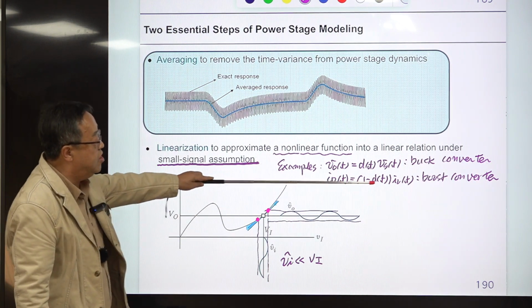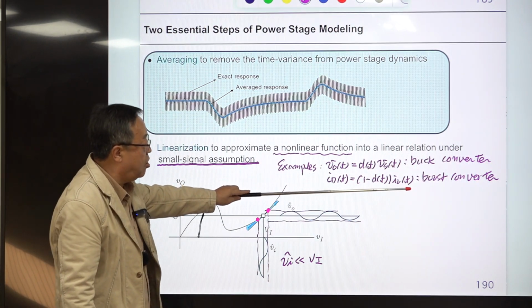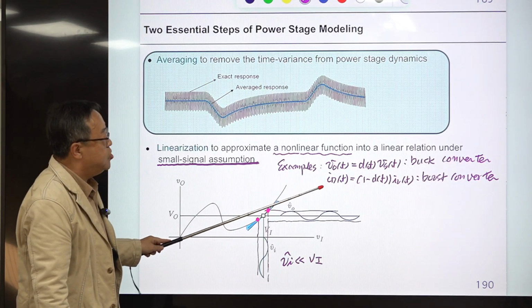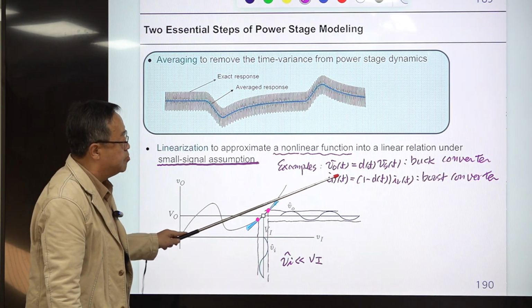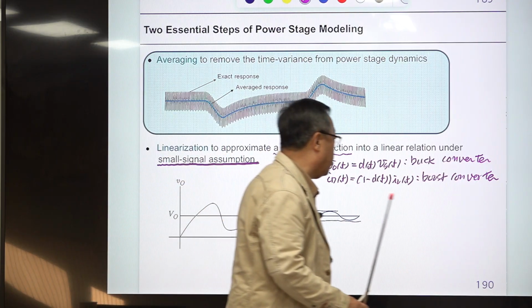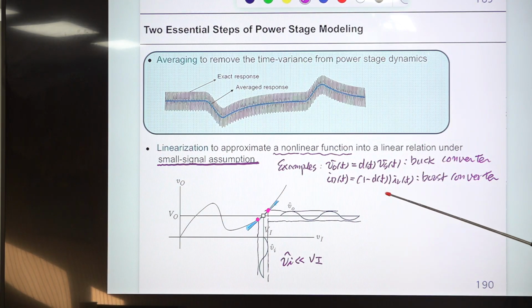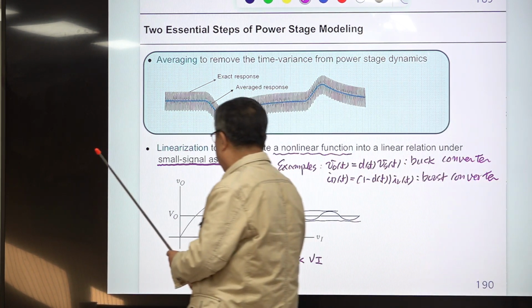So we have a nonlinear relationship here, and this is another example. This is the diode current of a boost converter, and the diode current of the boost converter is the product of 1 minus d(t), which is d prime(t), a time varying function, and the inductor current, which is also a time varying function. So two time varying variables are multiplied together, and this is also a nonlinear relationship. Okay? And this illustrates the concept of linearization.